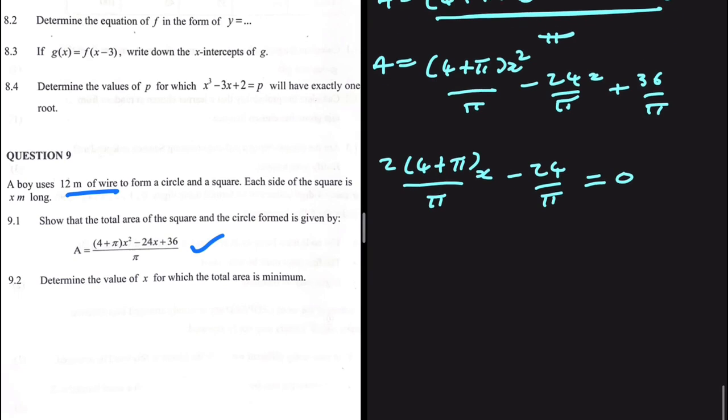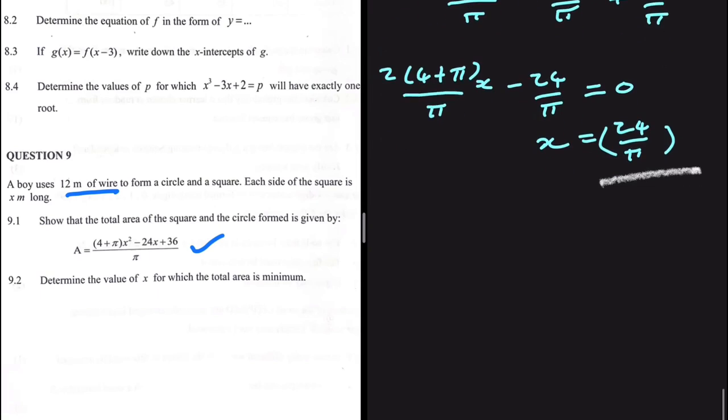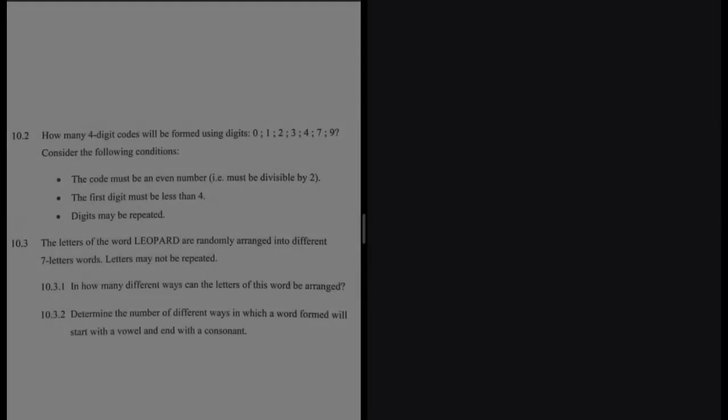So now we can say that x is equal to 24 divided by pi, with everything divided by 2 multiplied by (4 plus pi) divided by pi. The value of x for which the area will be a minimum is 1.68 meters.